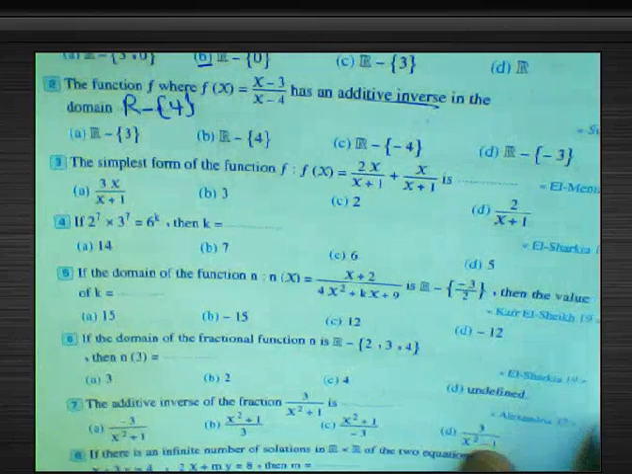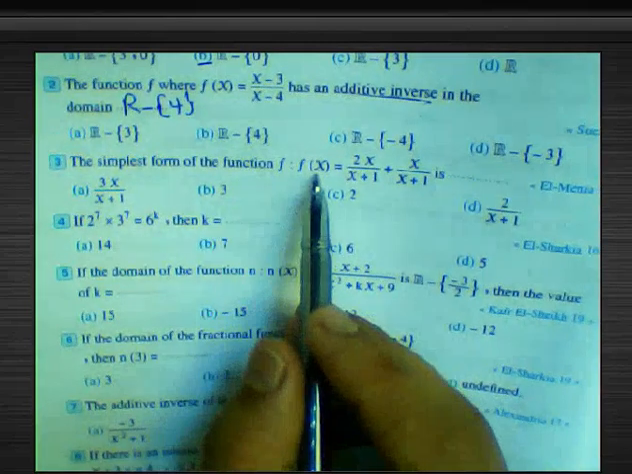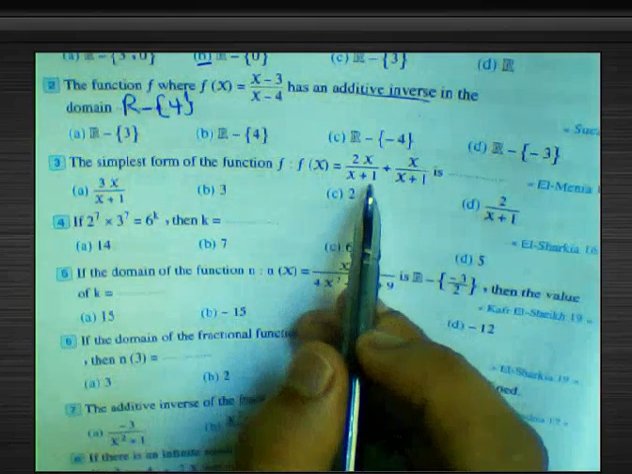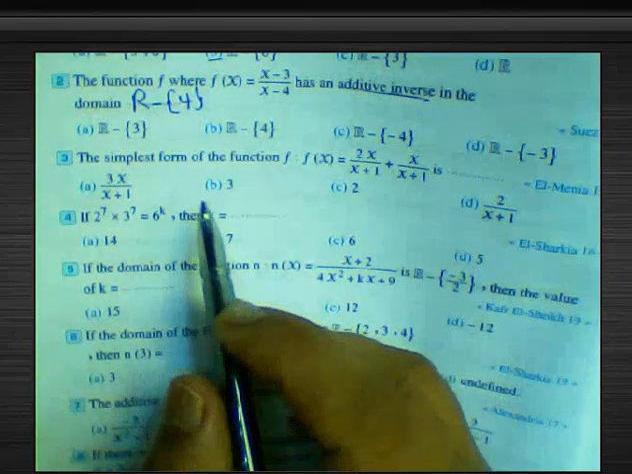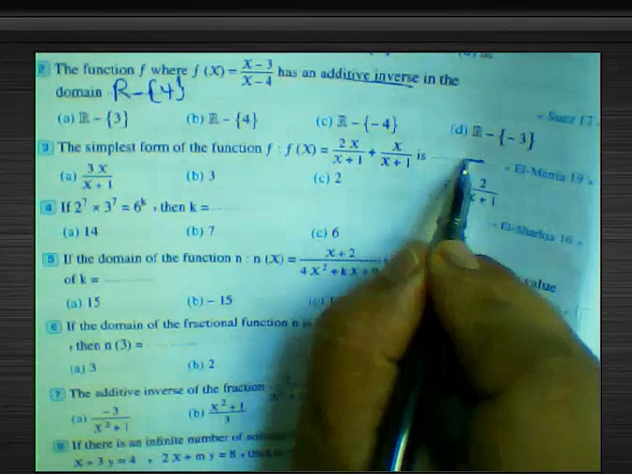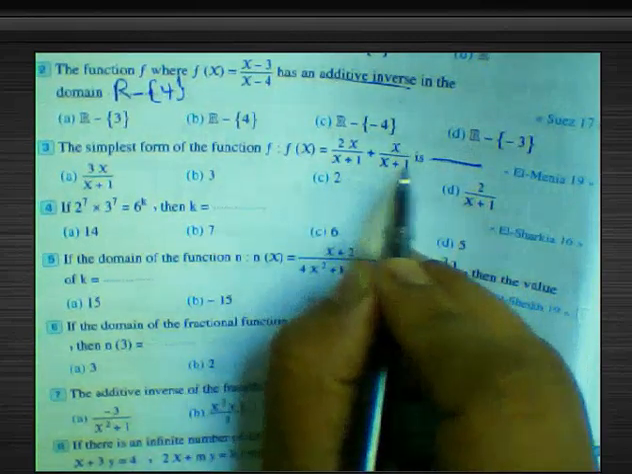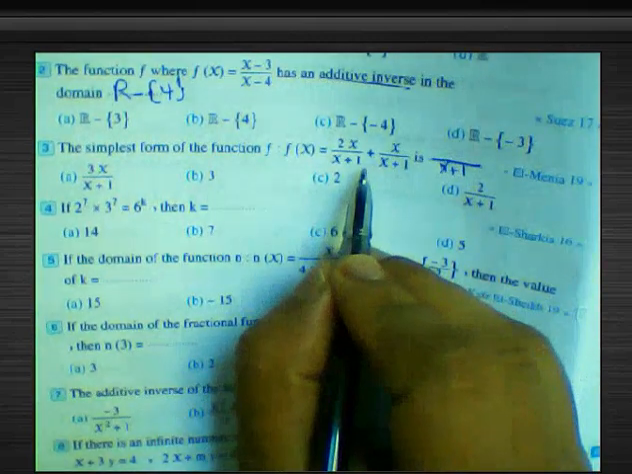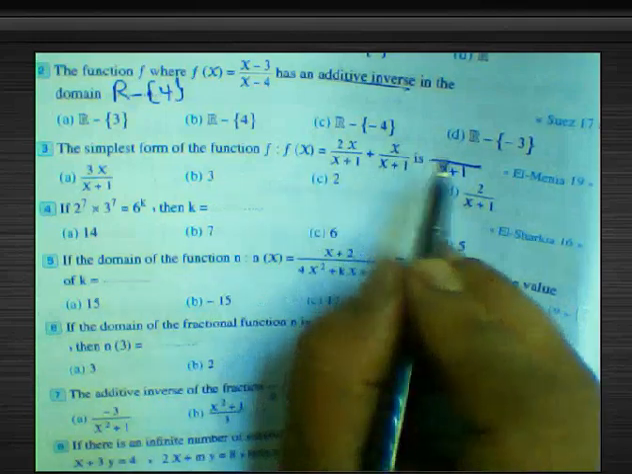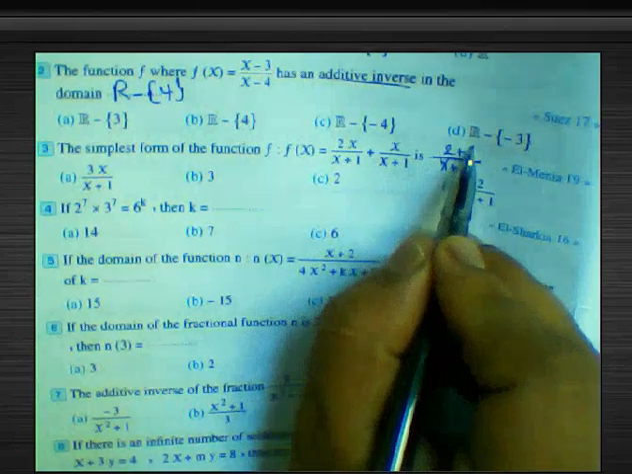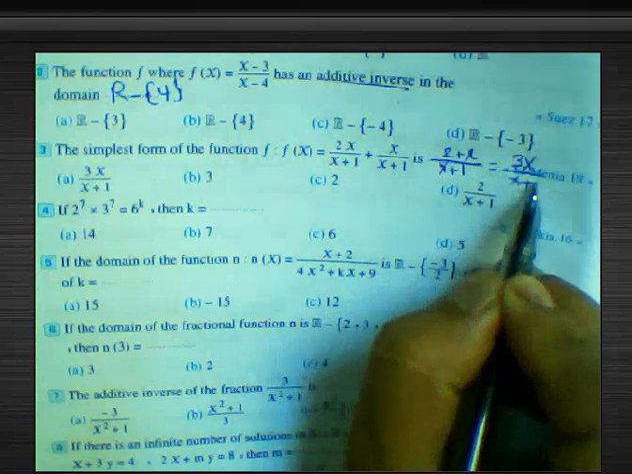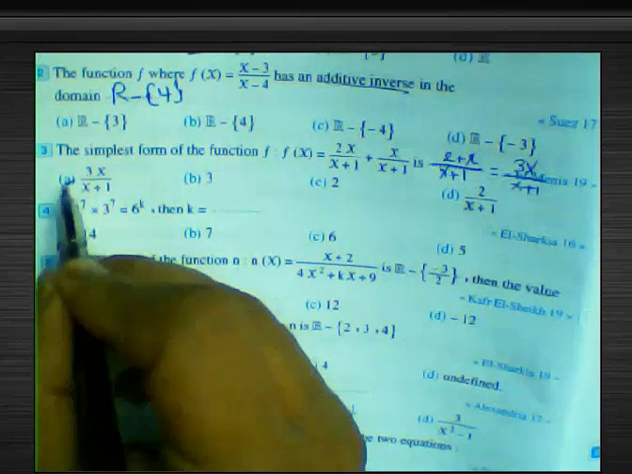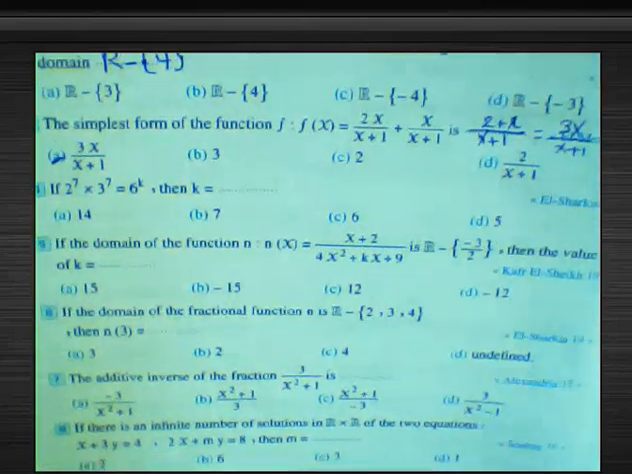Question 3. The simplest form of the function f of x equals x over x plus 1 plus x over x plus 1 is... We want to find the simplest form. We can write the least common multiple of the denominator, x plus 1, and x plus 2x. The result will be 3x over x plus 1.